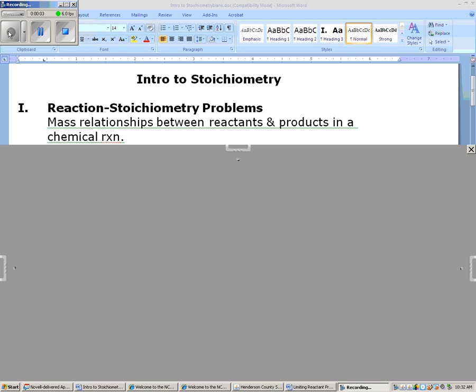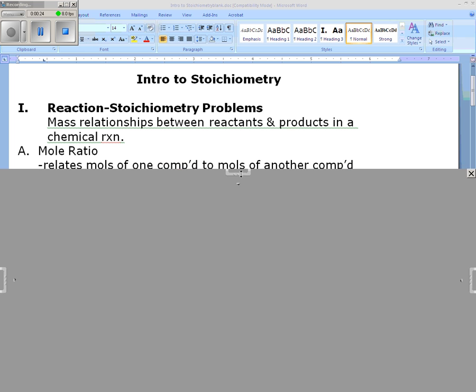This is an introduction to stoichiometry. So we've learned how to balance equations and learned how to predict what products are going to be formed. Stoichiometry is about predicting: if we have the mass of the reactants, we can figure out the amount of the product we're going to form. So stoichiometry is the mass relationship between reactants and products in a chemical reaction.